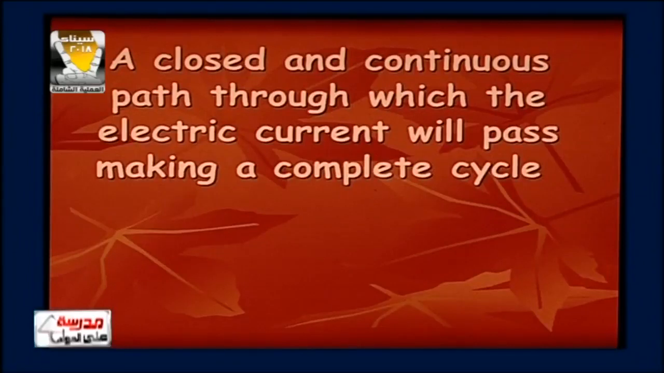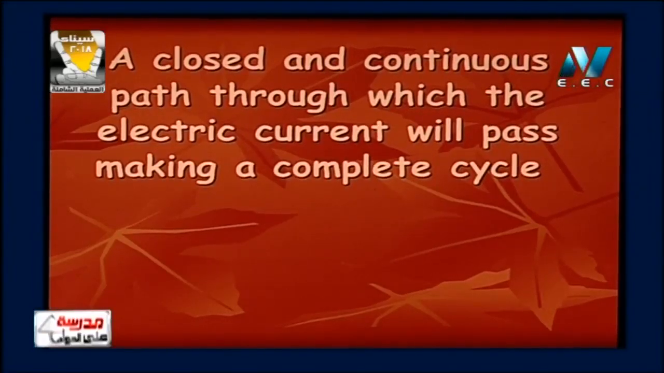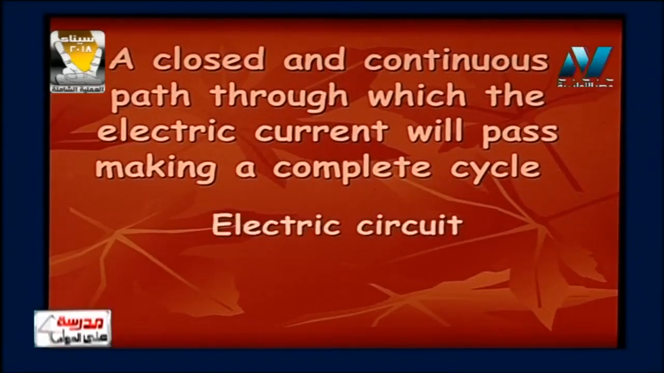Another question. The question says: a closed and continuous path through which the electric current will pass making a complete cycle. نفرق قوي بين electric current و electric circuit. مهم قوي التفرقة دي. لما ألاقي كلمة closed and continuous path، ممر مغلق، يبقى هو ده الدايرة الكهربائية اللي هنسميها electric circuit. طبعا هنا أكيد التعريف ده مش تعريف electric current لأن already داخل فيه كلمة electric current. It will be electric circuit، الدايرة الكهربائية.